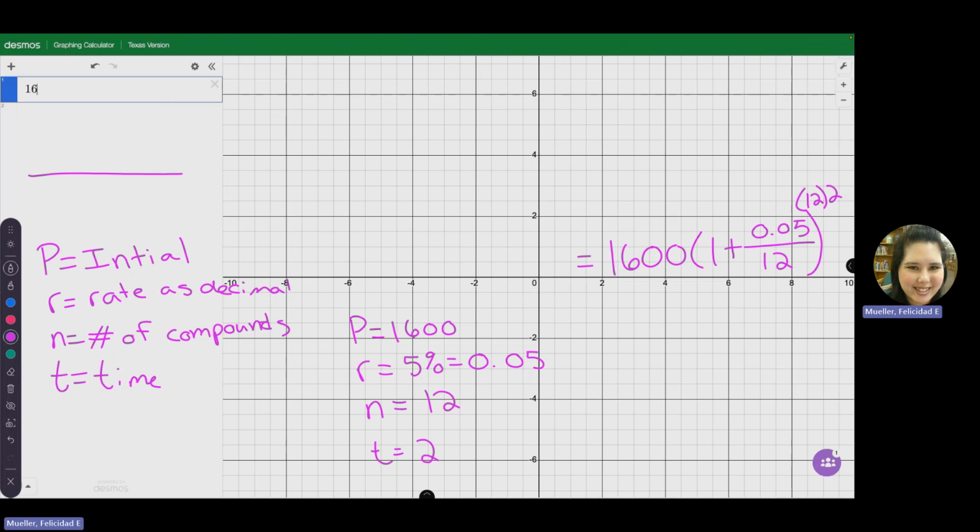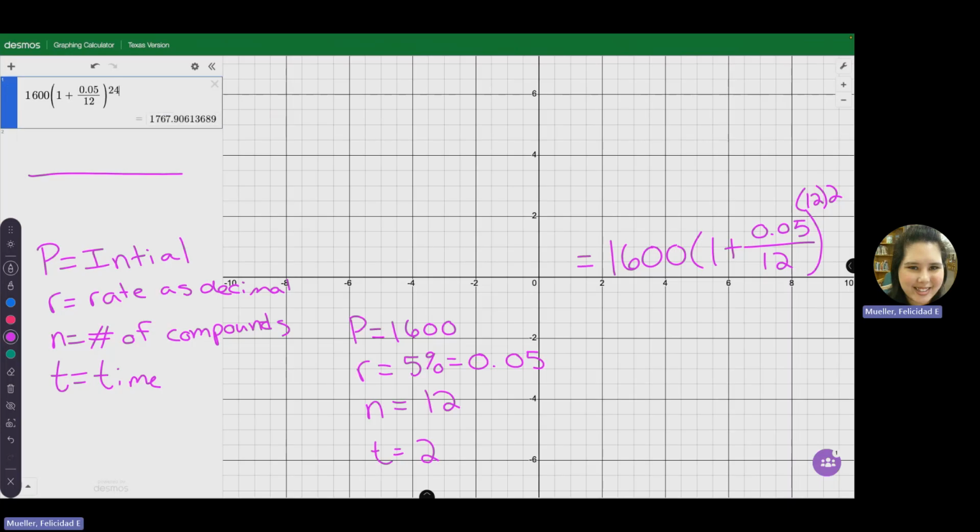So we're going to do 1,600 parentheses 1 plus 0.05 over 12. Close my parentheses. Shift 6 to get to my exponent. And we're going to do 2 times 12 is 24. So you can either do 2 times 12 like this, or that like that. If you want to actually do anything in the top, you do have to put parentheses. So you can say times 12 like that. Or hopefully you also know that 2 times 12 is 24.